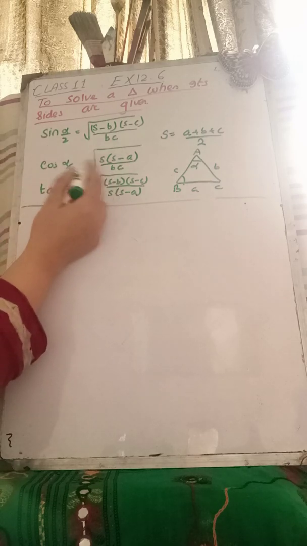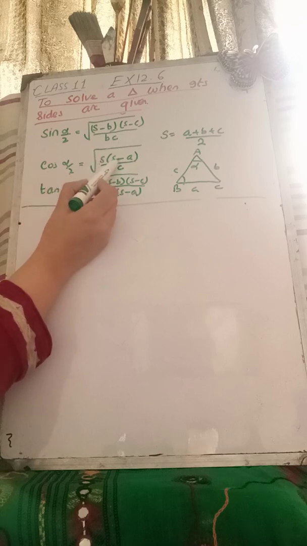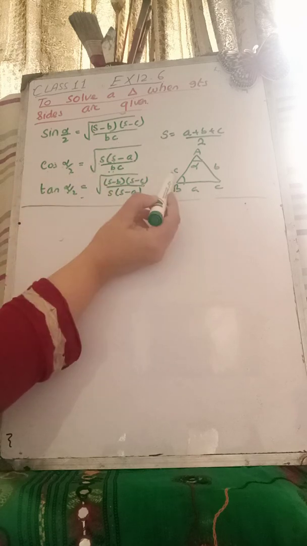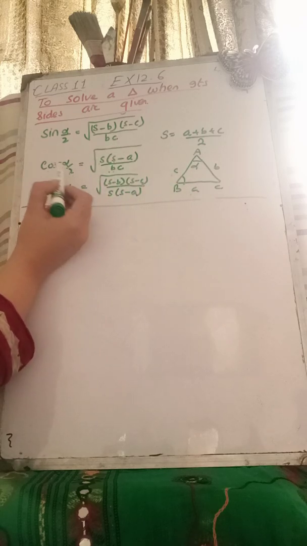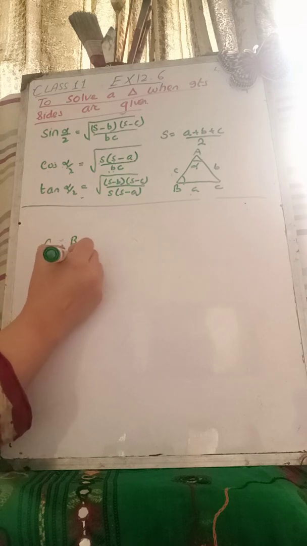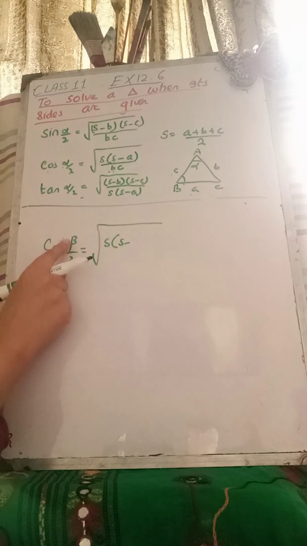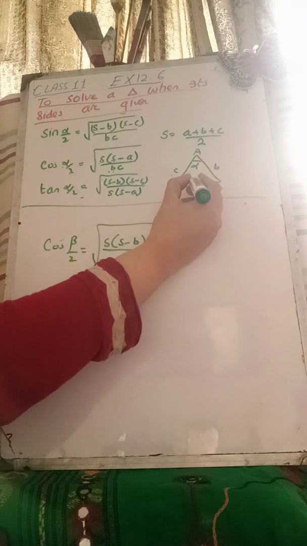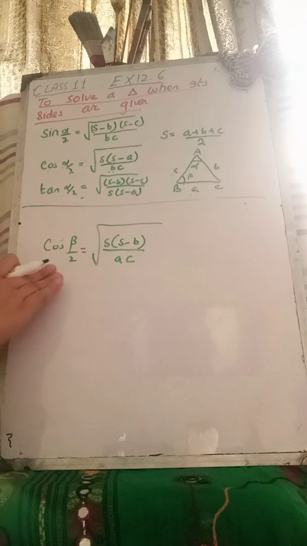And similarly for gamma. Now coming to the cosine half angle formula, cos of alpha by 2 is equal to S into S minus A over BC. In the denominator we are using the two sides between which alpha is included, and in the numerator we are using the side opposite to alpha. So if you want to find cos of beta by 2, you are going to use S and S minus the side opposite to beta, which is B, over the two sides including beta, A and C. You write the formula like this, and so on for gamma by 2 also.